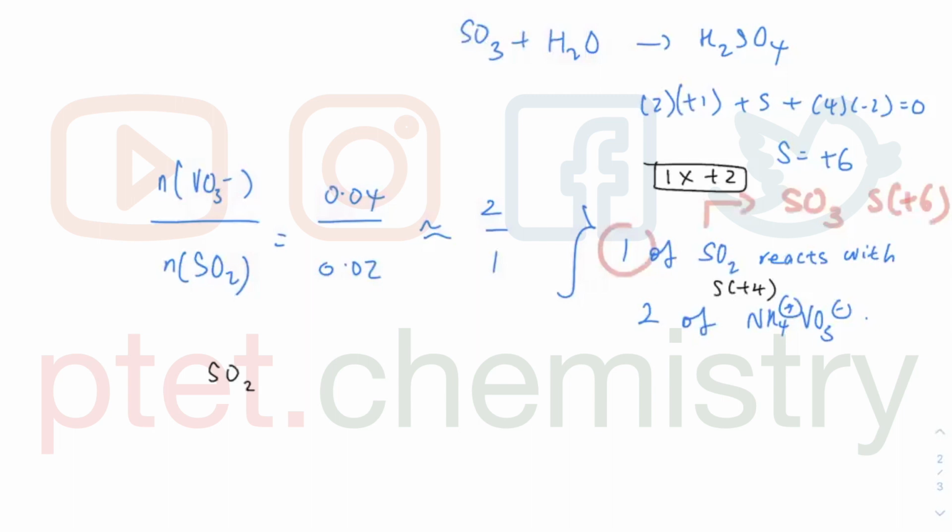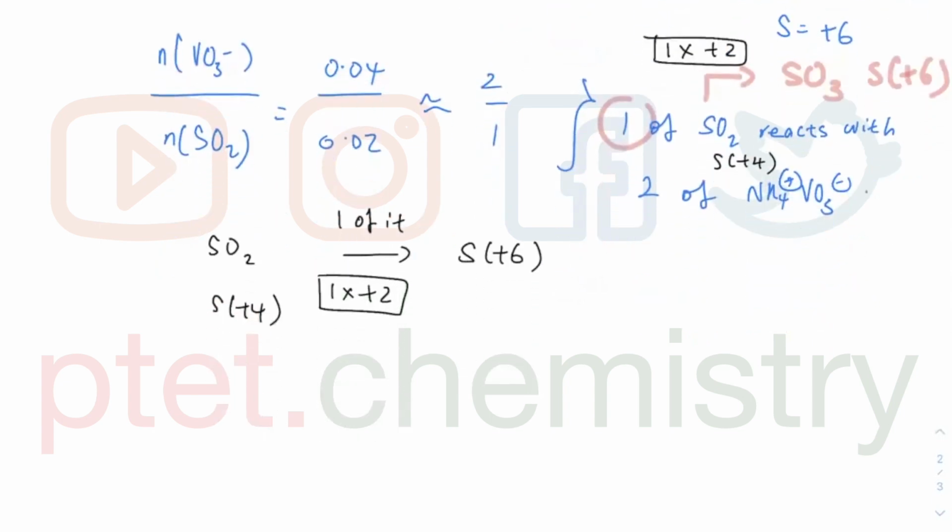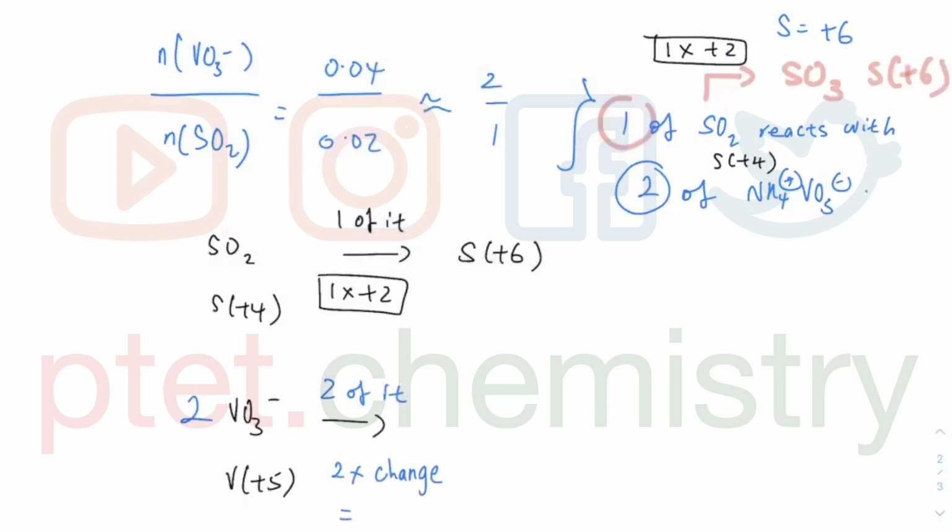Okay, because I'm very worried when you say you're okay, but then I'm not sure you're okay or not. So there's 1 of it, and then this is plus 2 times 1. So if you think about the VO3 minus, this is vanadium plus 5, but then there are 2 of it. So 2 in front, okay? And this must be 2 times the change. 2 times the change must be equal to minus 2. Do you know why it must be minus 2? Do you have any idea?